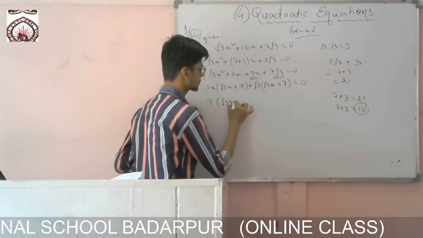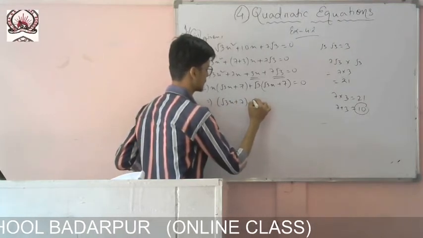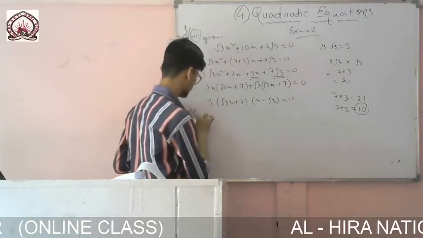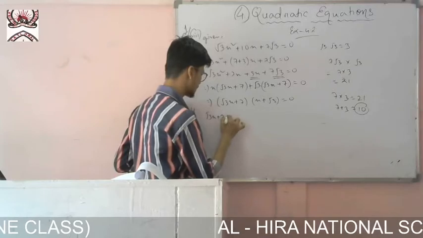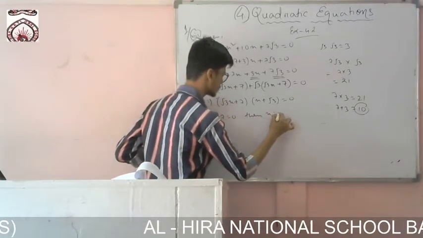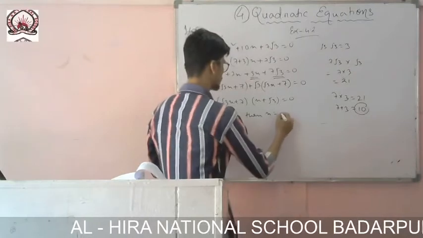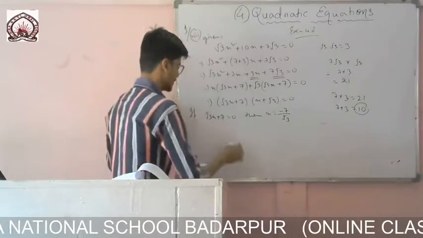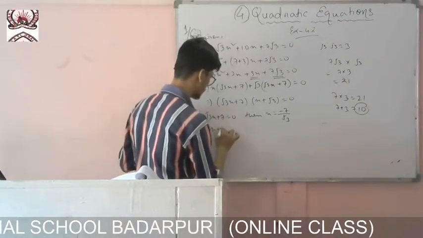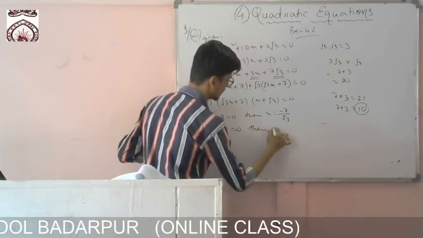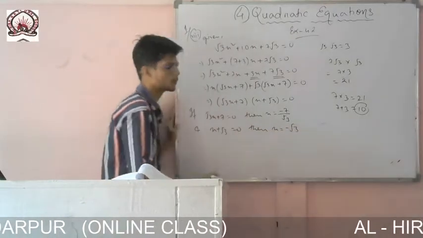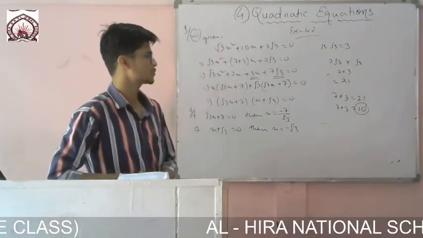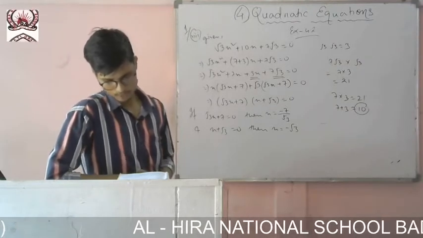So root 3x plus 7, and there it will be x plus root 3 equals to 0. If root 3x plus 7 equals to 0, then x will be equal to, 7 will go to that side, it will be minus 7, and if it changes the side, then it will be divided by root 3. And x plus root 3 equals to 0 means x will be equal to minus root 3. Therefore the roots of the quadratic equation are minus root 3 and minus 7 by root 3, okay.